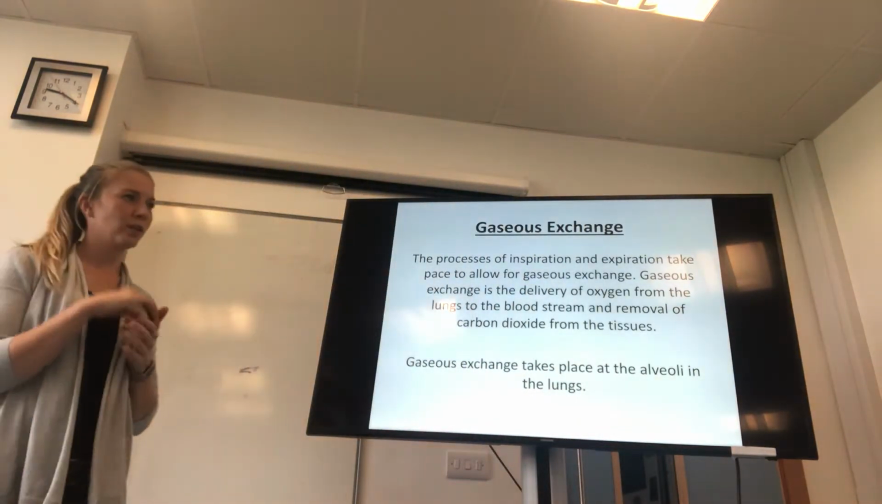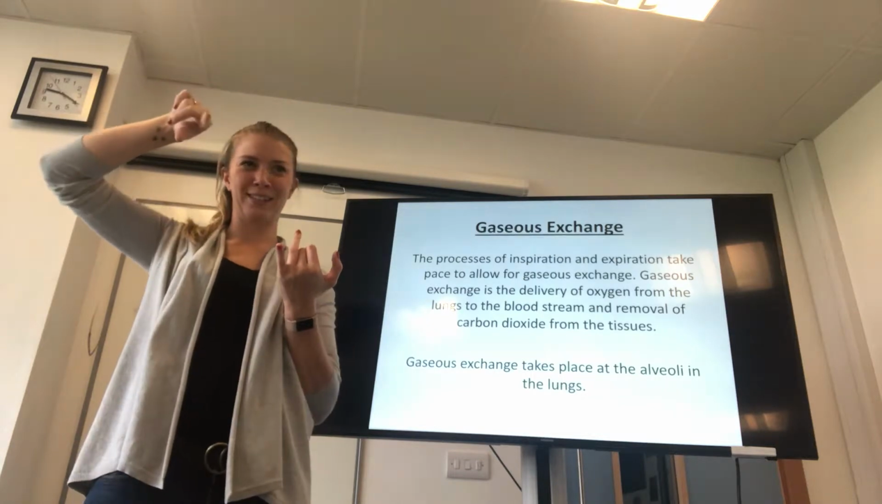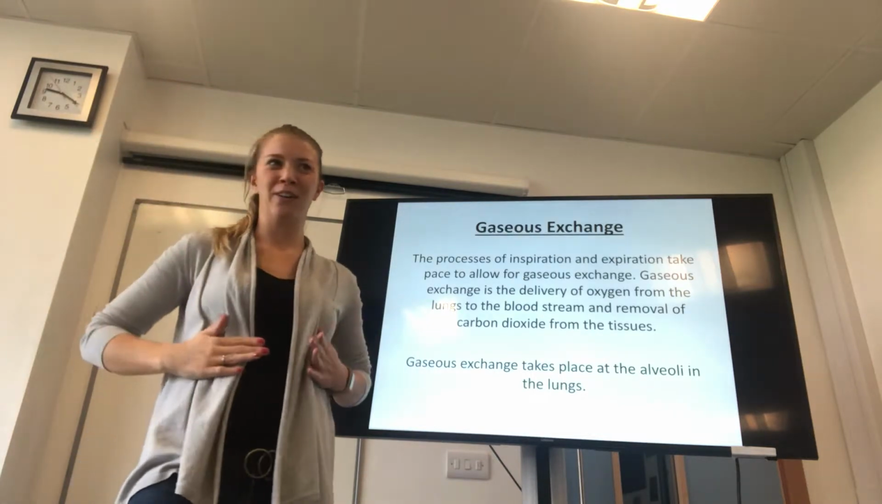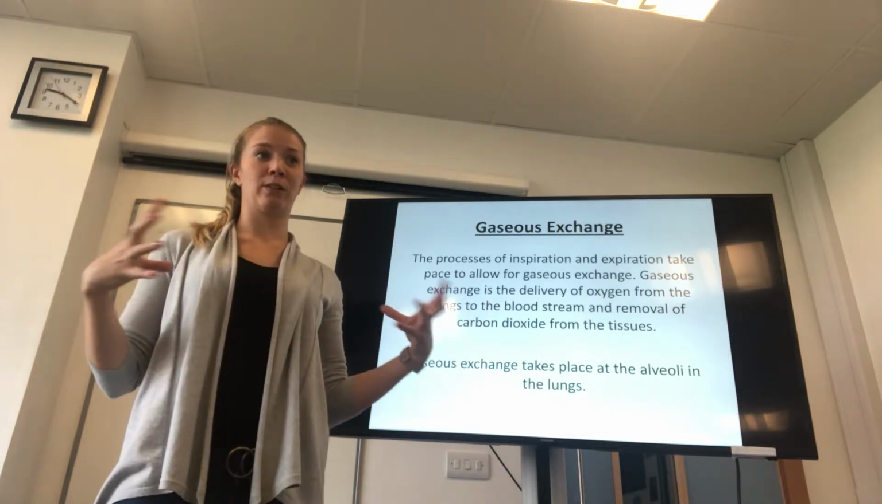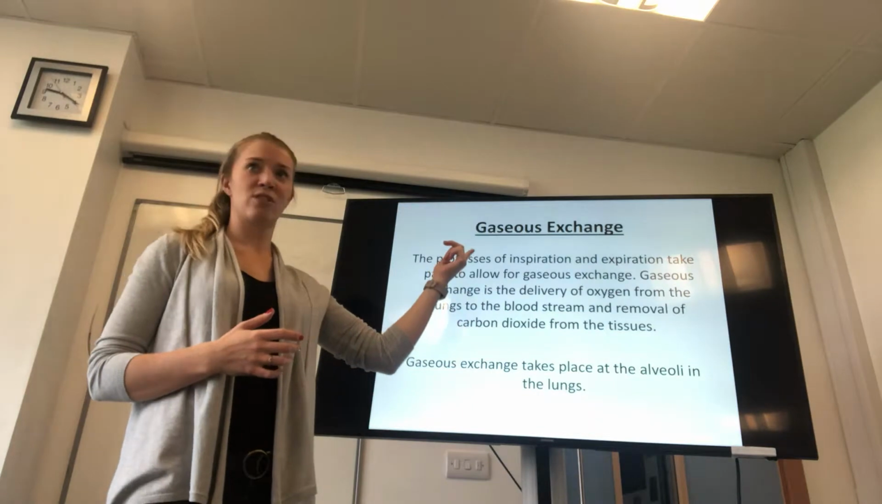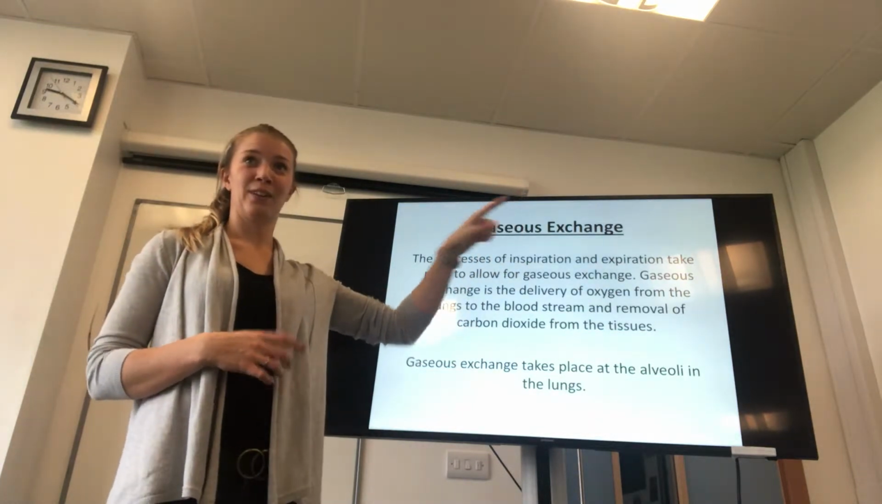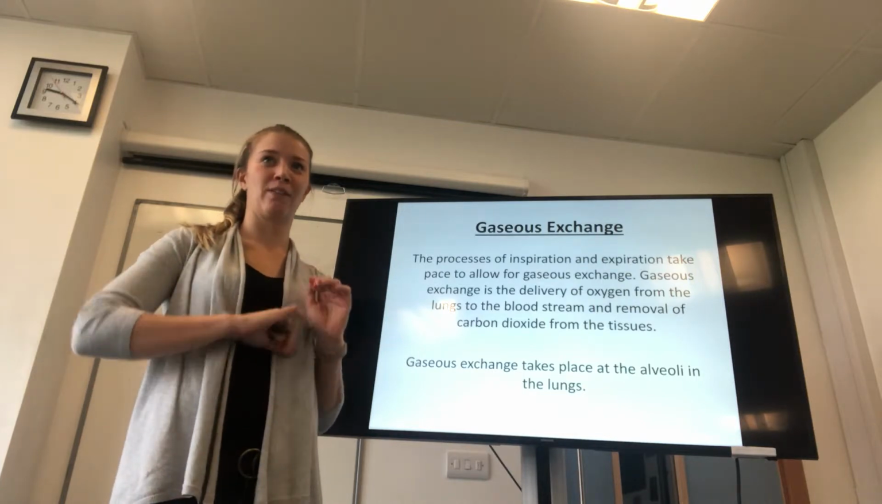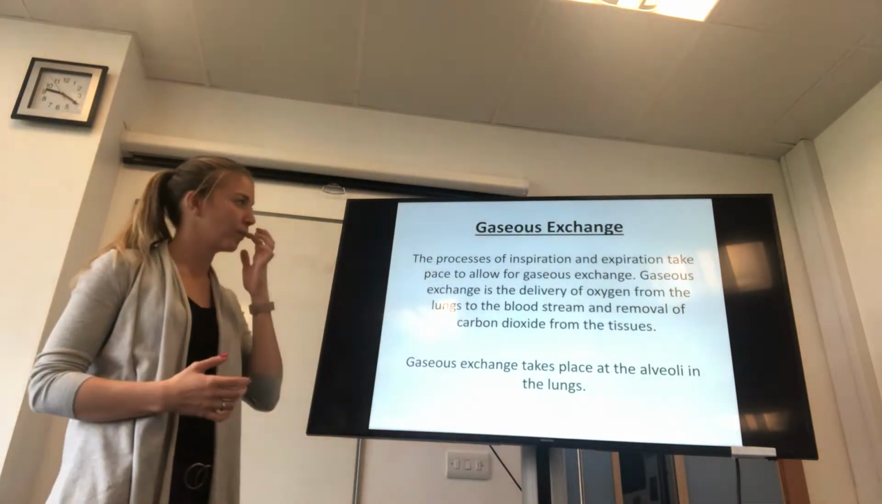So we've labelled the lungs and we know the pathway of oxygen through the lungs. We've looked a little bit at how the muscles of the respiratory system allow us to breathe in and out. The main thing we need to look at is gases exchange. The reason we breathe in and out is for this to happen, because we want that oxygen and we want to get rid of that carbon dioxide.